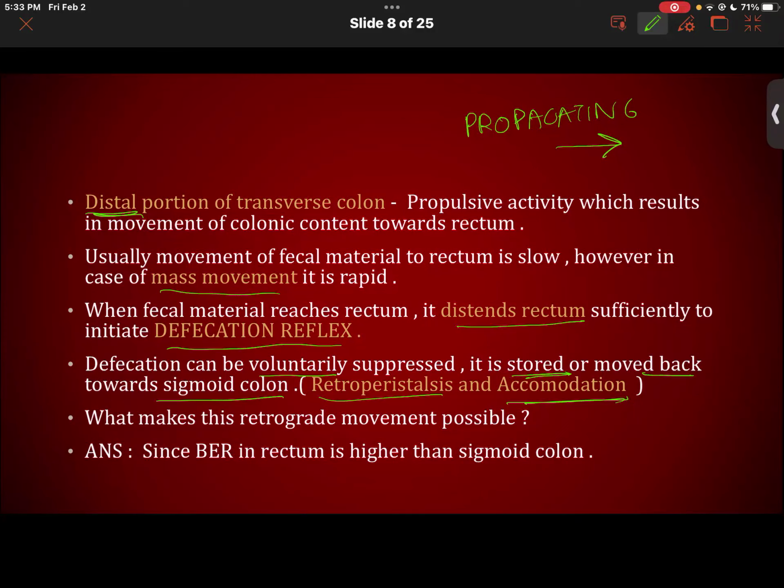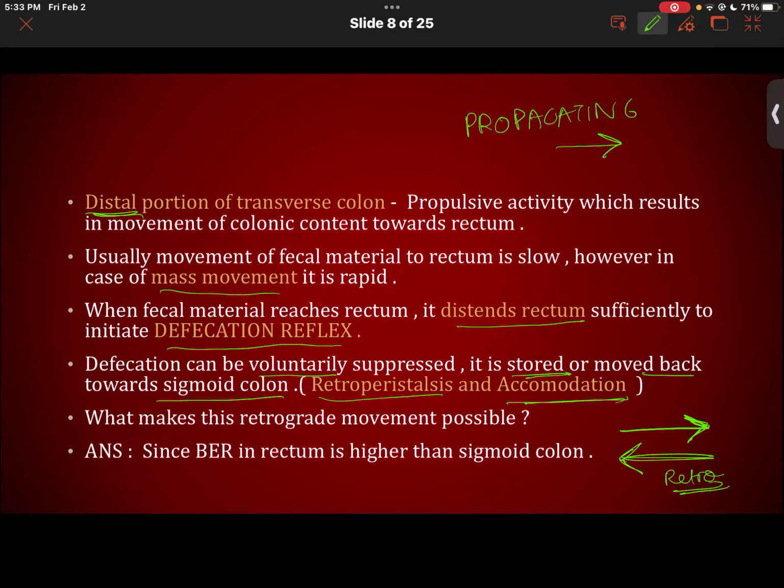So obviously, all of you know what peristalsis is. And if you don't, I'll have the definition of peristalsis in the next slide, I think, so we'll go over it over there. But peristalsis is usually in one direction, right? Like towards the anus. But if we voluntarily suppress the defecation, then the chyme, or the feces in this case, is going to move in the opposite direction, and that's called retroperistalsis. Retro for backwards, right, towards the sigmoid colon, and it's going to be stored there until we are in a position to defecate.